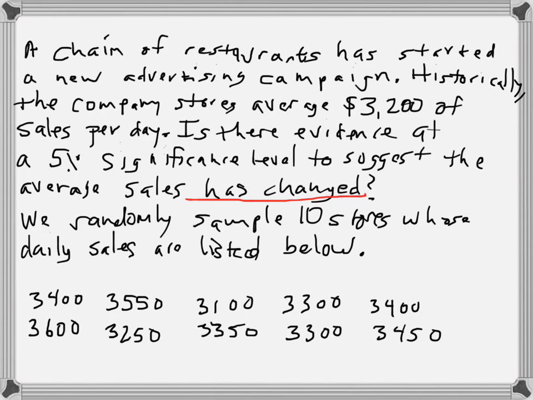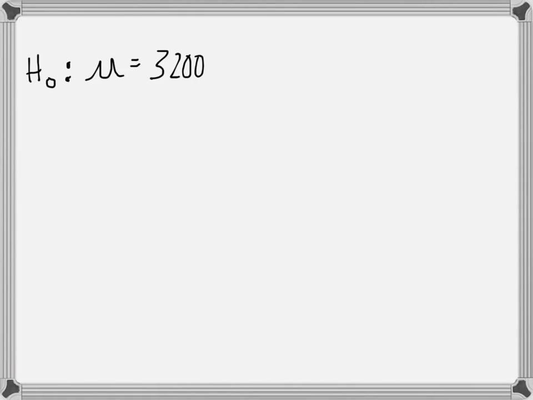Two-tailed. Good job. Somebody in the back row said it. So the null hypothesis, again, we're still in means here. It's the average daily sales. So the average, mu, is going to equal 3,200, which again was the historical average that we saw from the problem here, versus the alternative: mu is not 3,200.